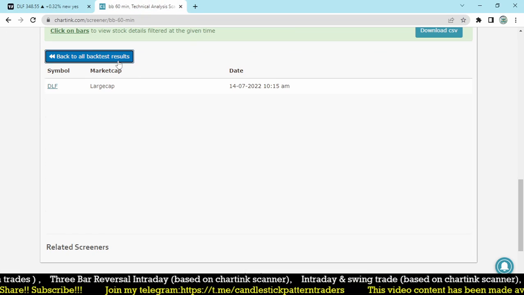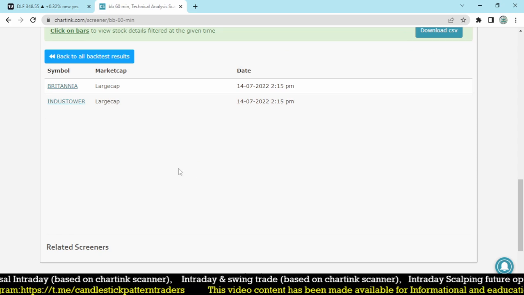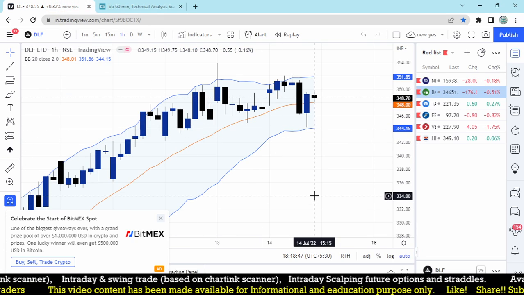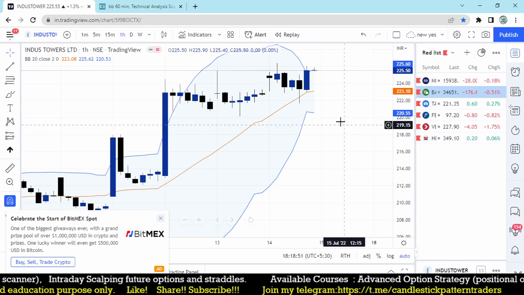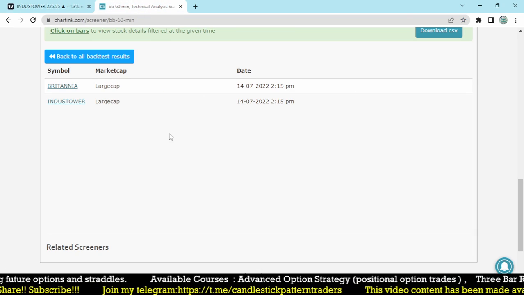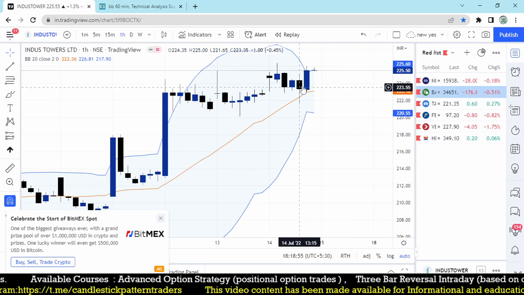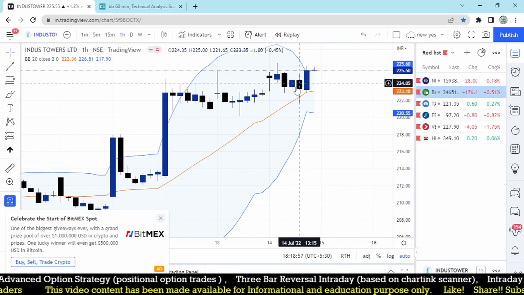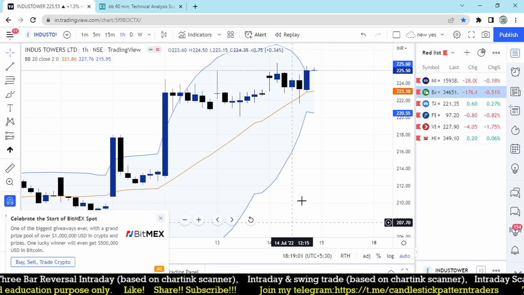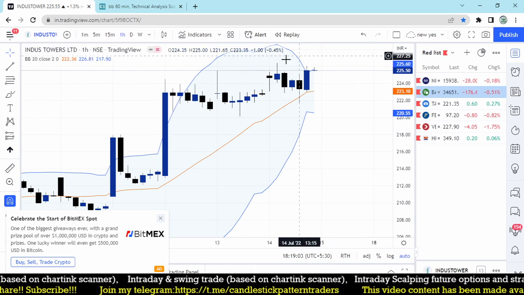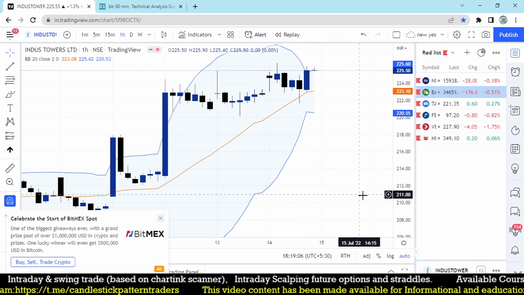And what was the next stock? Britannia, Hindustan, Indus Tower. This Indus Tower is also a stock. It is happening at 2:15, that means the 3:15 candle. It is not giving you any opportunity after that, because we have only 15 minutes left to take a trade. There is not a good opportunity happening here.